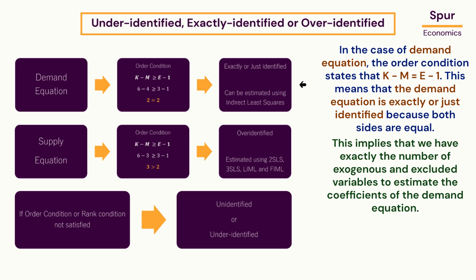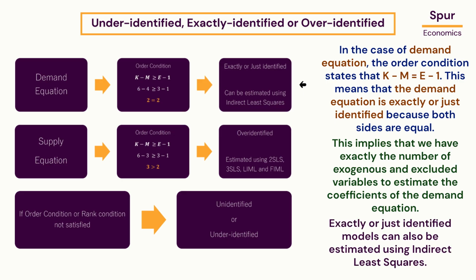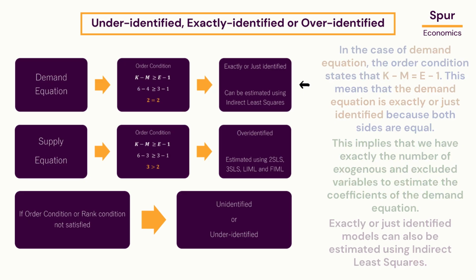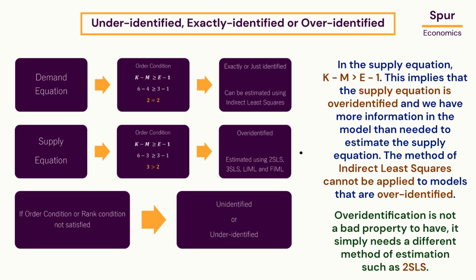This implies that we have exactly the number of exogenous and excluded variables to estimate the coefficients of the demand equation. Exactly or just identified models can also be estimated using indirect least squares. In the supply equation, k minus m is greater than e-1. This implies that the supply equation is over-identified and we have more information in the model than needed to estimate the supply equation. The method of indirect least squares cannot be applied to models that are over-identified.